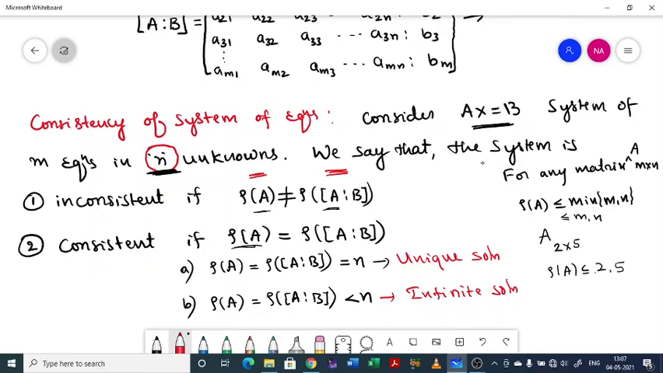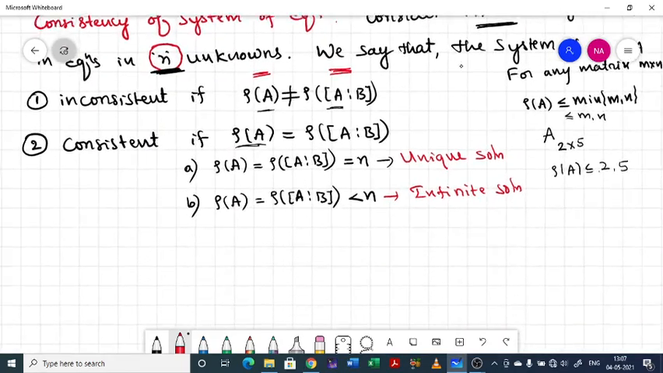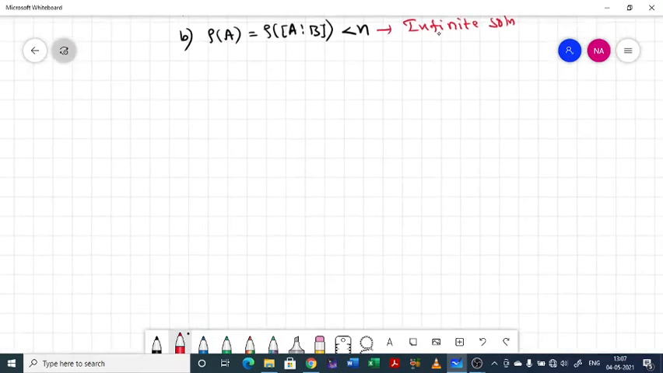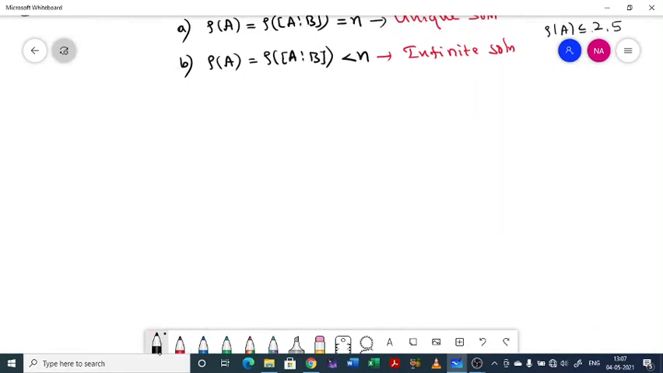So this is about the consistency of system of equations. So you have to find the rank of A colon B and rank of A, then you have to decide whether the system is consistent or not. After getting the consistency, you have to find the solution if it is consistent. Problems. Find the consistency of the following system of equations and solve.